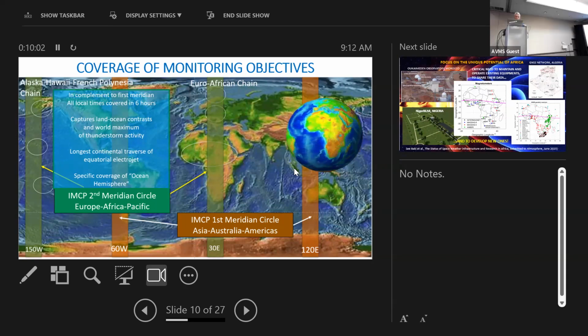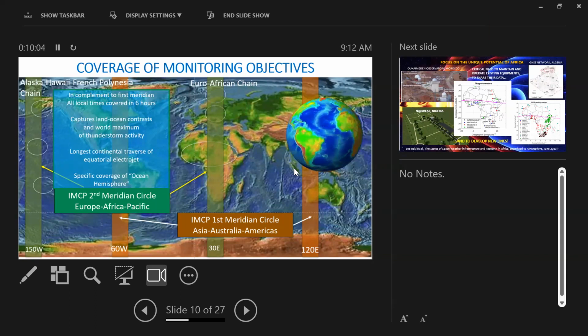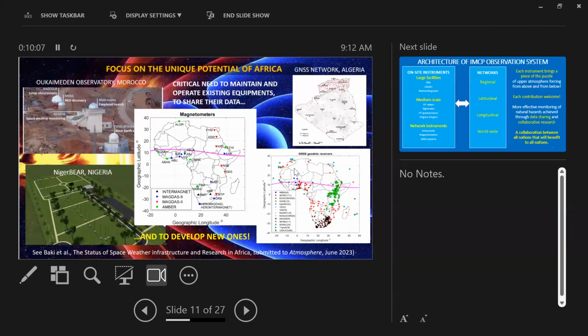The project is just starting, especially in Europe and Africa. And I wanted to mention that there should be a focus on the unique potential of Africa as a place to deploy space weather programs and instruments. In Africa right now, there are both network instruments like the magnetometers you see at the center, and GNSS receivers. You see the map of Africa with GNSS networks which are deployed by different countries. And at the top, the GNSS network of Algeria.